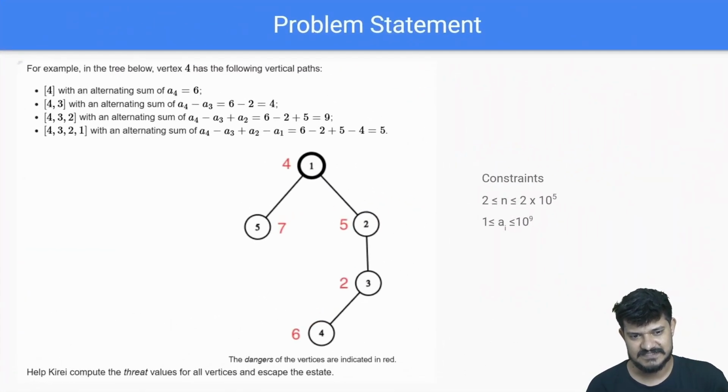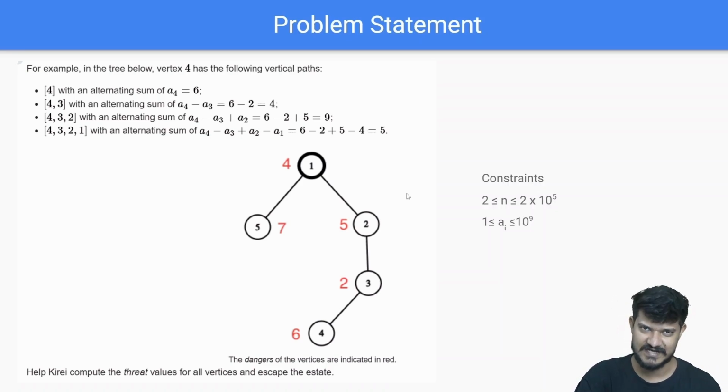The problem statement says that you are given a tree with n nodes and n minus 1 edges. Of course, it's a tree, so it will have exactly n minus 1 edges for n nodes. And node 1 is the root of the tree. This is specified in the problem statement. Now what you have to do is calculate the threat value of each node.